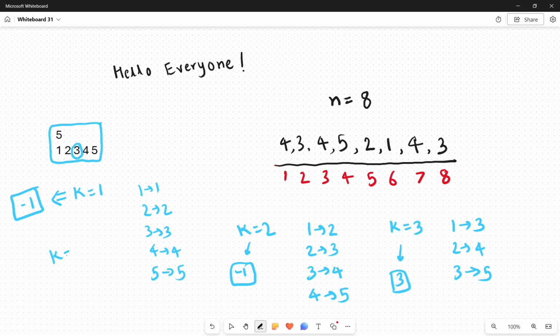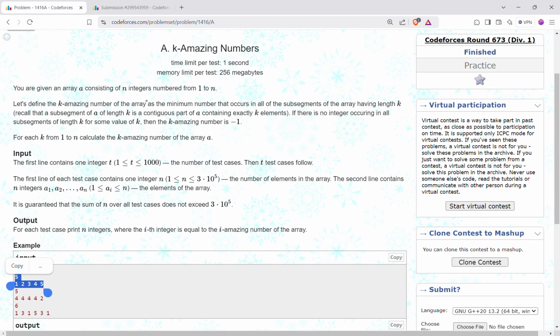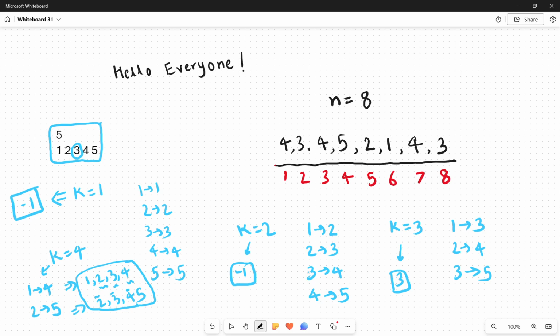What about k equal to 4? For k equal to 4, subsegments are 1 to 4 and 2 to 5. This subsegment is like 1, 2, 3, 4, and this is like 2, 3, 4, 5. These are the array elements. What I can notice is that in both of these, 2, 3, and 4, all three numbers are occurring, but we have to take the minimum, right? In the question, they have clearly mentioned the minimum number that occurs in all of the subsegments. So for k equal to 4, my answer is going to be 2.